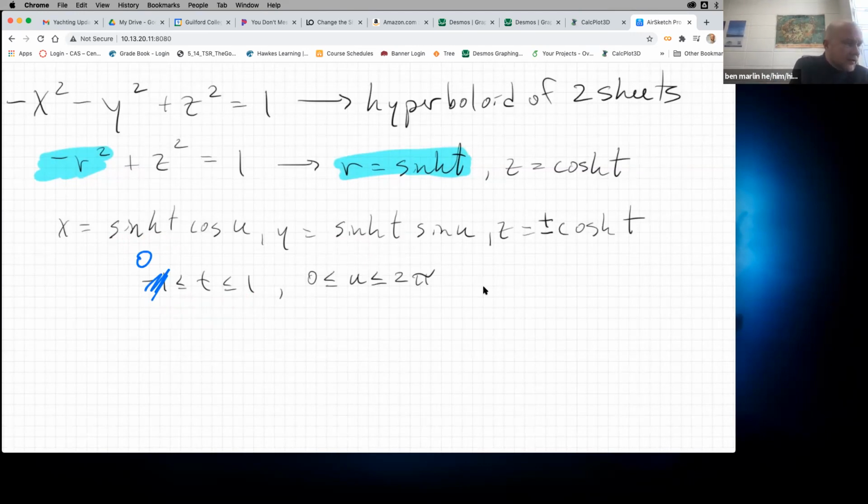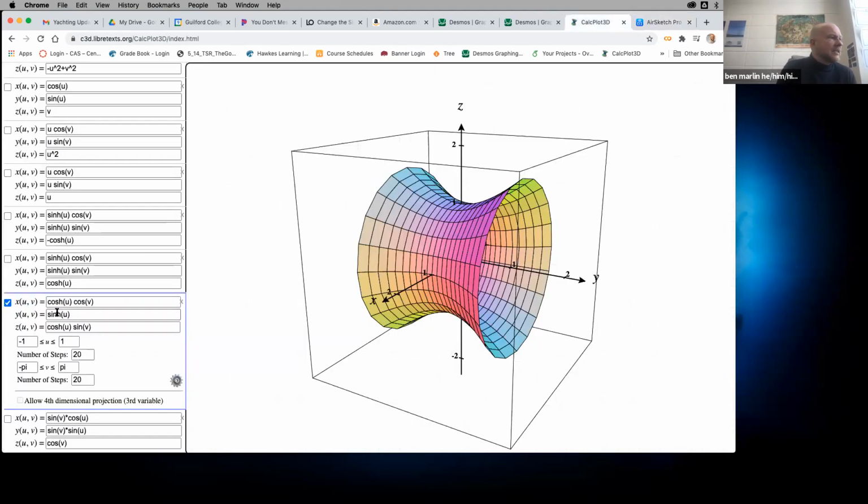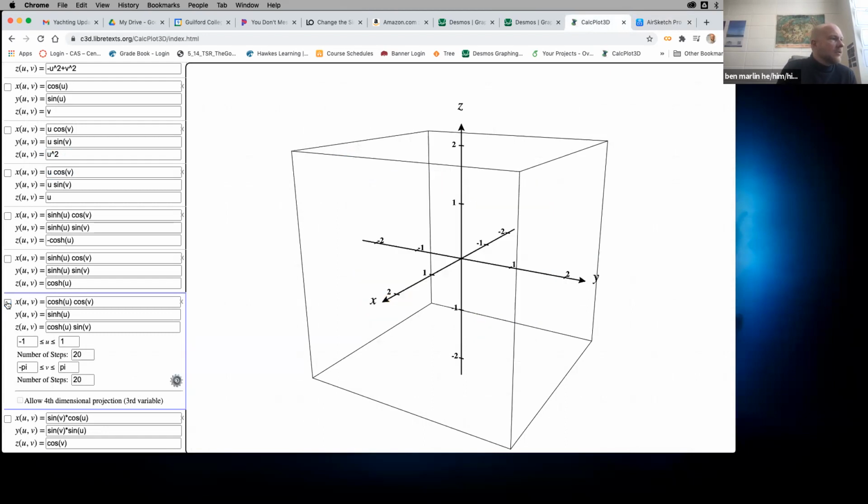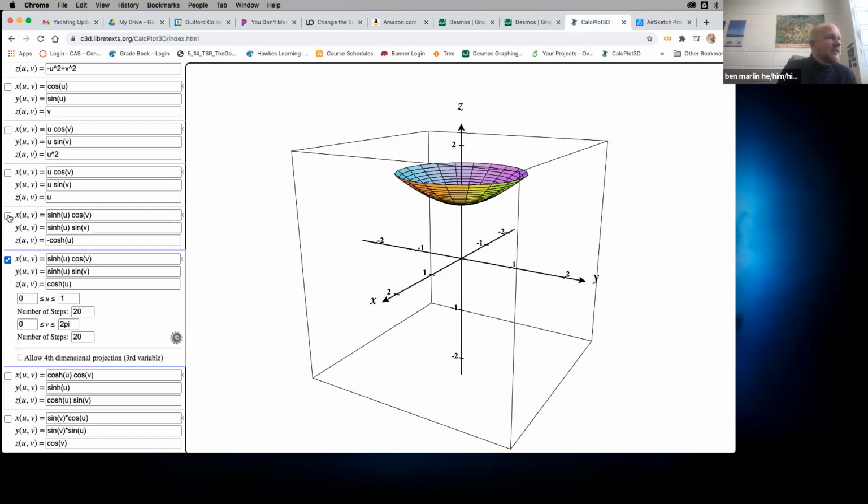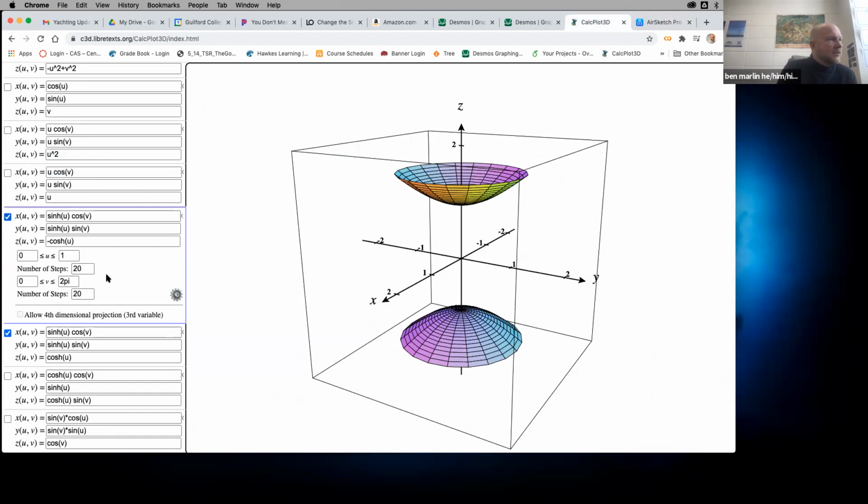All right, so jumping across to the CalcPlot3D, we're going to bring these two pieces up here, and you may be able to see off to the side there that I had to have two pieces in order to do that. Okay.